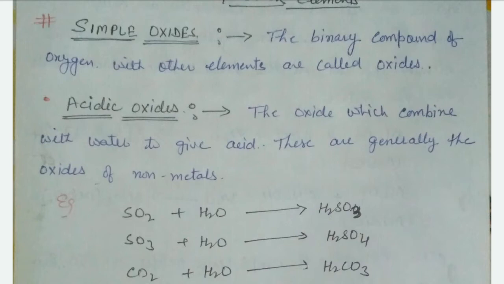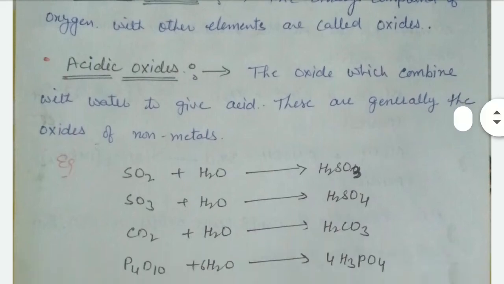The binary compounds of oxygen combined with other elements are called oxides. Oxides are of three types: acidic oxide, basic oxide, and amphoteric oxide. First is acidic oxide, the oxide which combines with water to give acids. These are generally oxides of non-metals.